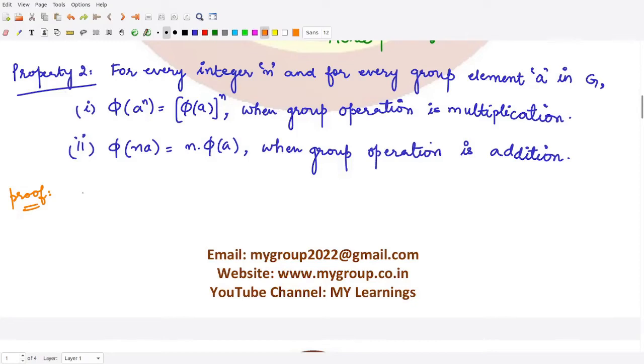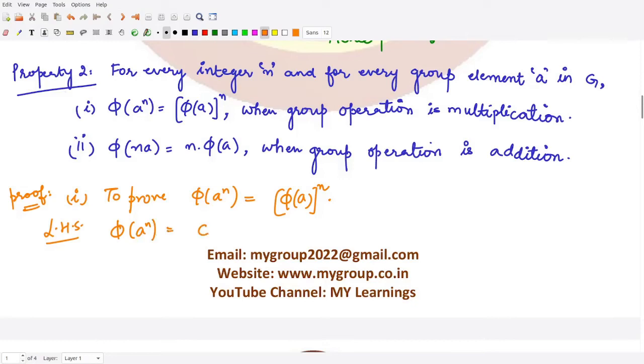As for the proof, it is very simple. In the first part, we wanted to prove that phi of a to the power n is equal to phi of a whole raised to power n. This is what we wanted to prove here. Now we can take this left hand side and write phi of a to the power n as phi of a multiplied with a multiplied with a, how many times? It is total n times, right? We are doing this thing n times. So this is equal to phi of a, phi of a, phi of a, and it is also performed n times.